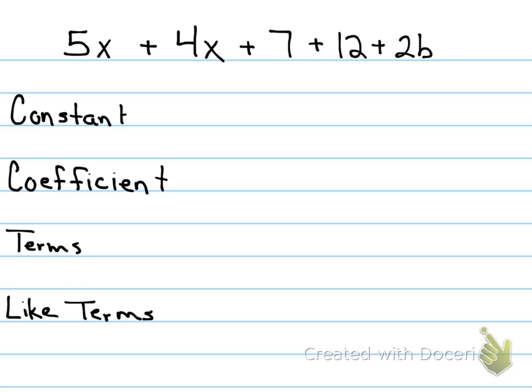A term is the individual parts. So for terms, say parts of the expression. That's a term. It's always separated by your plus sign. So each one of these are what we call terms. A term is the parts of an expression.